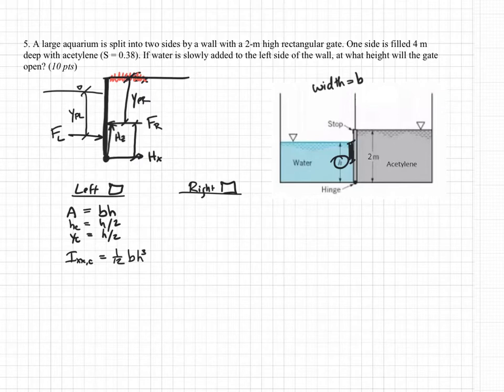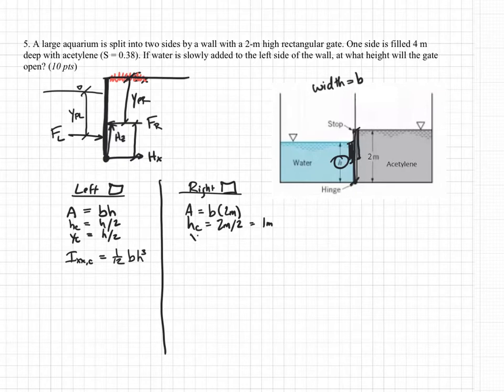We can't do it any better than that, and that is kind of painful, but that's just how it works sometimes. Okay, so let's go ahead and do the right side here. The area of this rectangle has a height of 2 meters and a width of b, so that's b times 2 meters. The HC is going to be halfway down because it's a rectangle, so that's 2 meters divided by 2 equals 1 meter. The YC is the same because it's in the same direction, equals 1 meter.